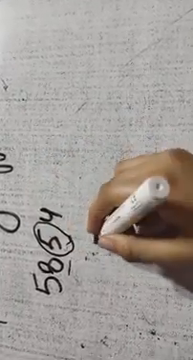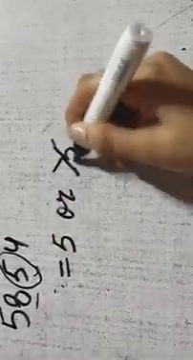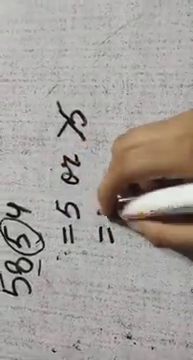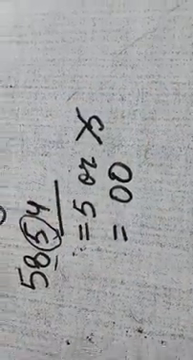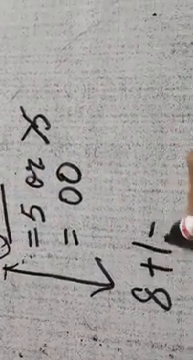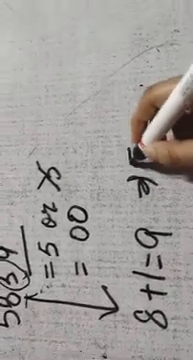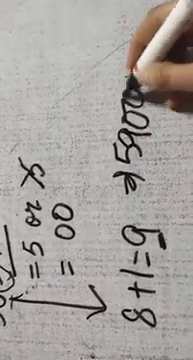If this is equal to 5 or greater than 5, what becomes of this term? Tens and ones digit will become 0 and 0. These two digits will become 0 and 0. And this will change to 8 plus 1, that is 9. So the new number which we arrive at is 5, second digit is 9, and tens and ones become 0, 0. So now we have rounded off to nearest 100.